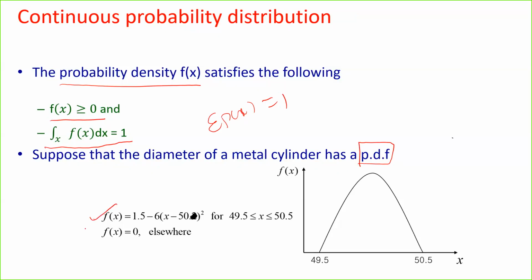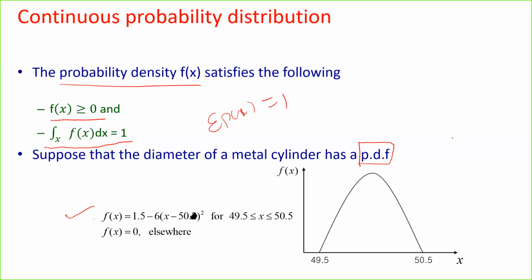Okay, so this is the function or formula which gives you the density distribution of these metal cylinders. It means how these metal cylinders are distributed according to their diameter, right? That's the information this probability density function is giving you: how the metal cylinders are distributed according to their diameter values.